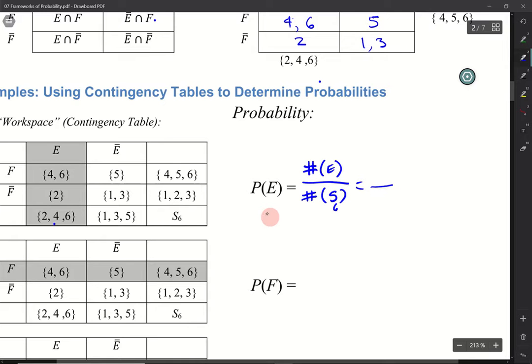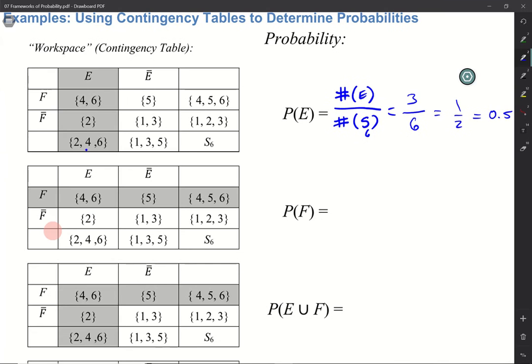And so then for the evens, the number of evens, 2, 4, 6, there's 3 of them. And then when you simplify that, you get a half or 0.5. Your choice.